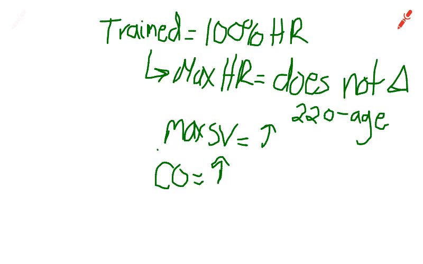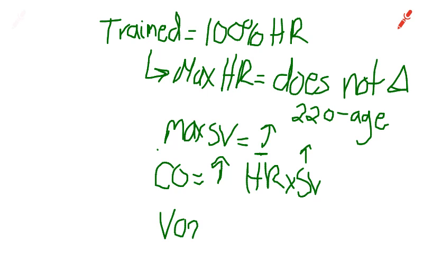It wasn't your max heart rate that's making you be in much better shape, because your max heart rate doesn't change. Your max stroke volume has to change in order to make you in a better fitness level, and thus your cardiac output will change based on the formula. And I will always write the formula if you're ever in doubt: cardiac output equals heart rate times stroke volume. Well, heart rate is the same, stroke volume is increasing, so cardiac output must increase.